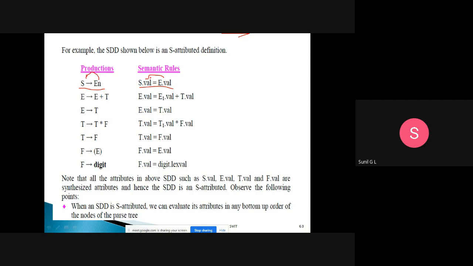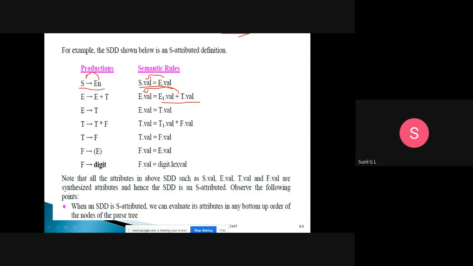Like that for all. For the body of the production E1 dot value plus T dot value, the result will be copied to E dot value. That is, the right side of the production's value is copied to the left side, the body's value is copied to the head. That is called an SDD, syntax directed definition. In that we have an S attributed definition.